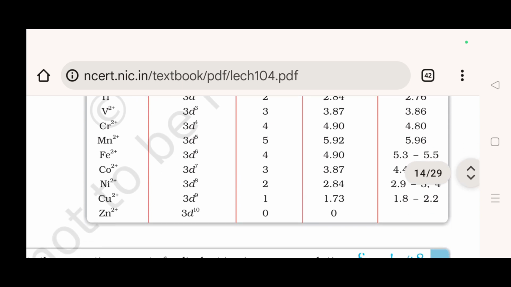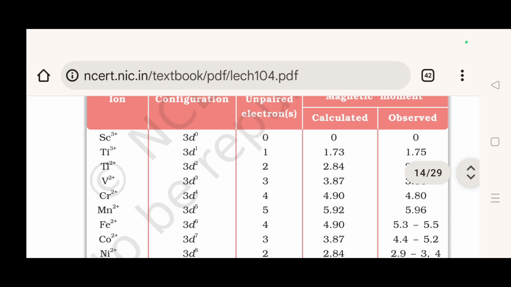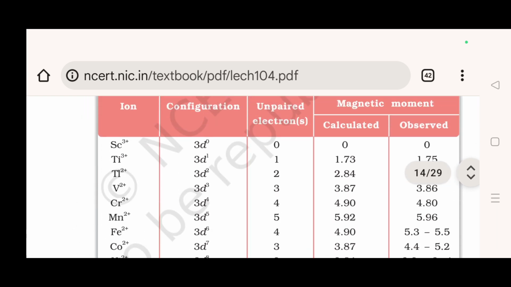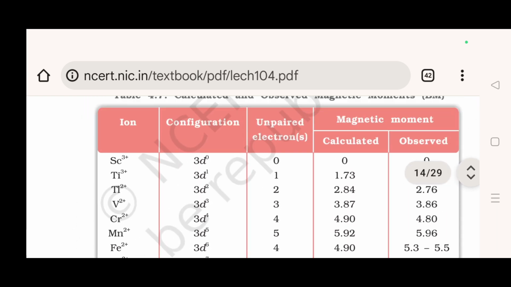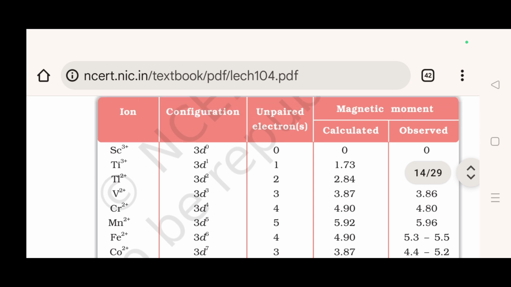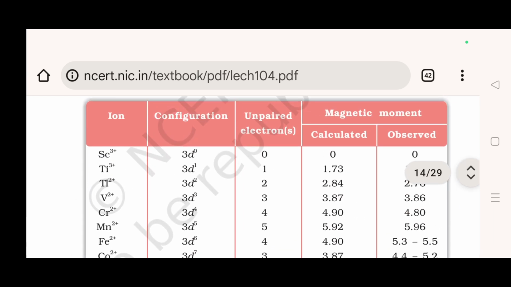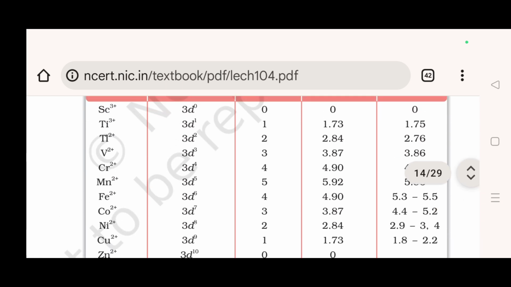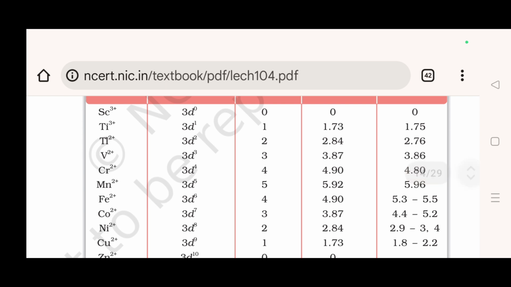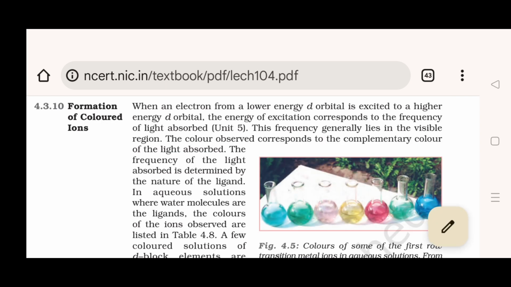For zinc 2+ we have configuration 3d10 and unpaired electrons are 0, so its magnetic moment will also be 0. So here we can notice that in the table scandium 3+ and zinc 2+ have unpaired electrons as 0 and thus their magnetic moment is also 0. The more the number of unpaired electrons, the more the magnetic moment. We shall discuss the formation of colored ions.